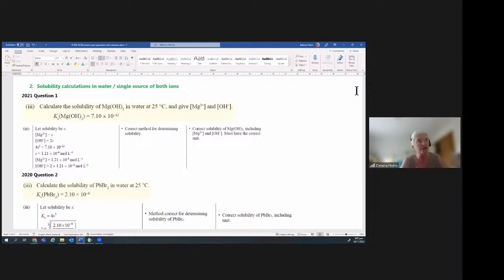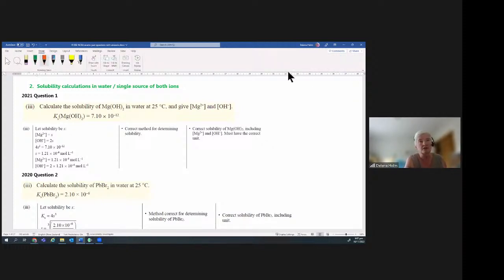And this is where you use that KS is equal to S squared, or KS is equal to 4S cubed. This is only when there is a single source for both the ions. So both the cation and the anion come from one place and nowhere else. So an example of this, a clue, it always says in water. It's not in another solution, or nothing is being added to it.